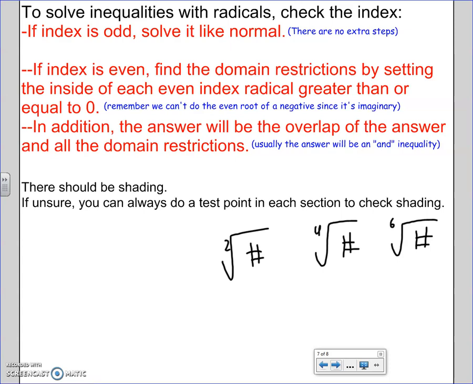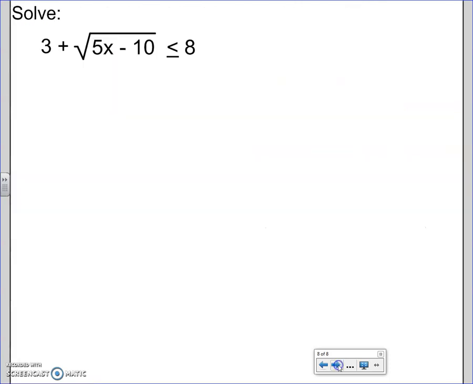So usually we'll have an and inequality. Now remember, there should be shading. If you're unsure, you can always do a test point for each section to see if that should be shaded or not. So let's do this problem.